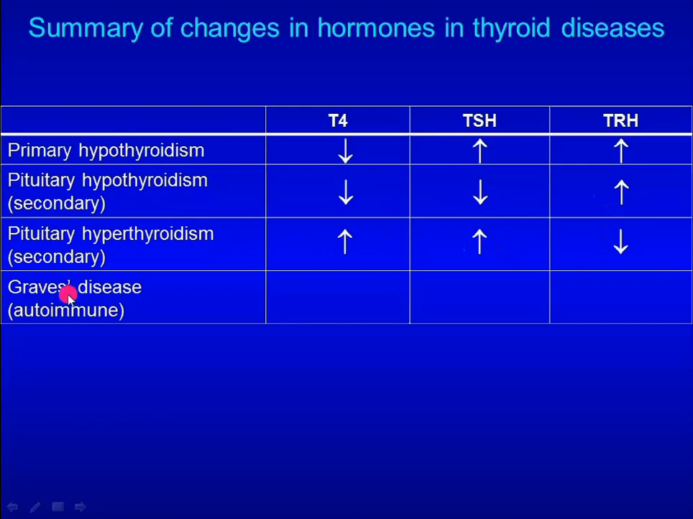Graves' disease is caused by TSI. TSI binds TSH receptor and stimulates thyroid glands to produce T4 and T3. As a result, T4 and T3 levels rise. With negative feedback inhibition, both TSH and TRH levels decrease.